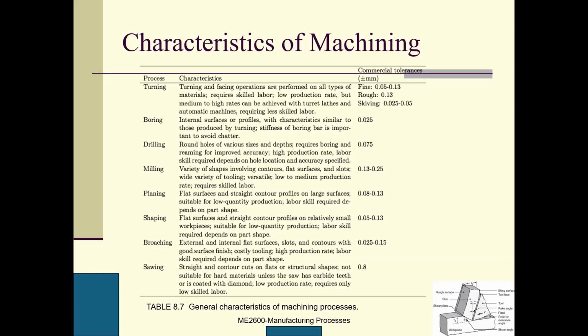So we have turning, boring, drilling, milling, planing, shaping, broaching, and sawing. Turning, drilling, and milling are the most commonly used machining operations, machining manufacturing processes. Here the commercial tolerances are given also. Remember, turning, drilling, and milling. Okay, we will do several modeling also.